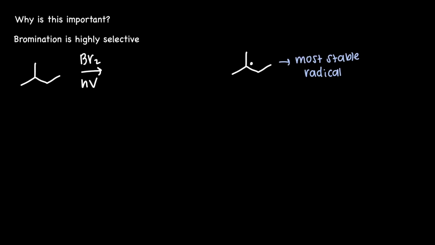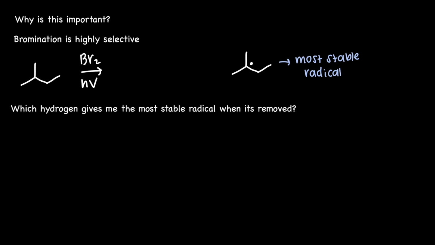Why is this important? Because bromination is highly selective. Instead of reacting at many different positions, bromination strongly prefers the pathway that forms the most stable radical intermediate. So whenever you're asked to predict the major bromination product, your first question should be, which hydrogen gives me the most stable radical when it's removed? Once you identify the most stable radical, you've usually found the major product. That's what makes bromination much more predictable than chlorination.